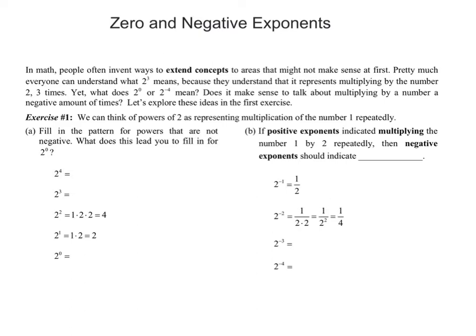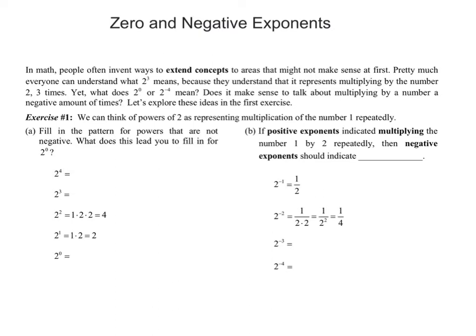Let's explore these ideas in the first exercise. Number 1, exercise. We can think of powers of 2 as representing multiplication of the number 1 repeatedly. Fill in the pattern for powers that are not negative. What does this lead you to fill in for 2 to the 0 power?